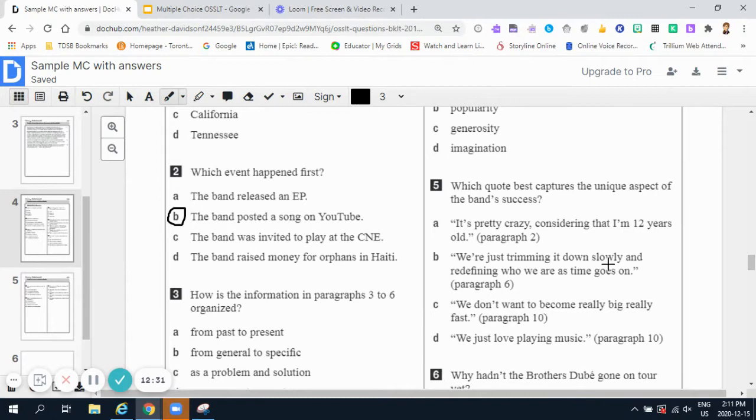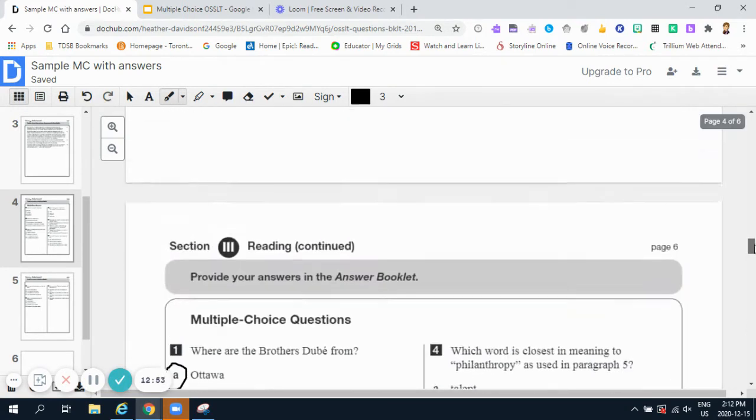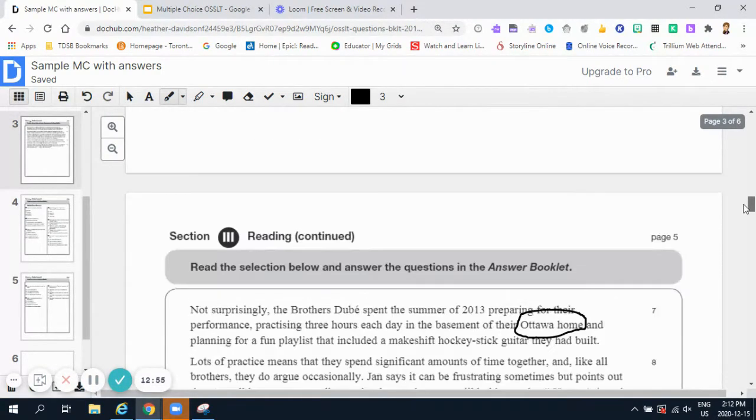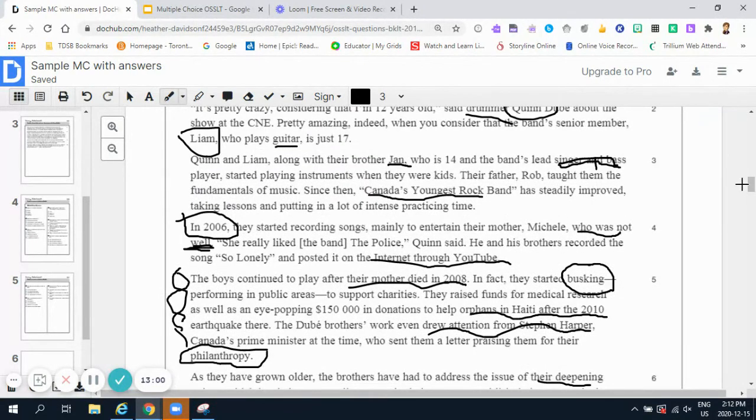Okay, how is the information in paragraphs 3 to 6 organized? Is it from past to present? Is it from general to specific? Is it as a problem and solution, or as a comparison and contrast? So I might have trouble if I don't know what all these things mean, but let's go and reread paragraphs 3 to 6. This is the one time where I would recommend that you do reread, because it's asking you specific things. So it's asking me about these paragraphs specifically.